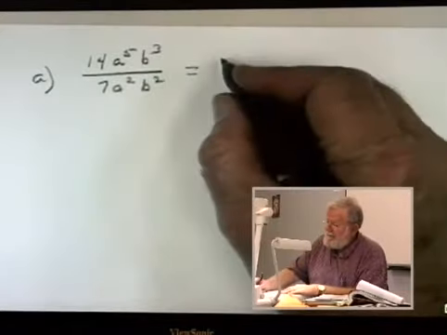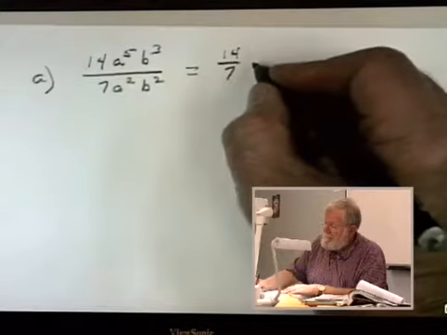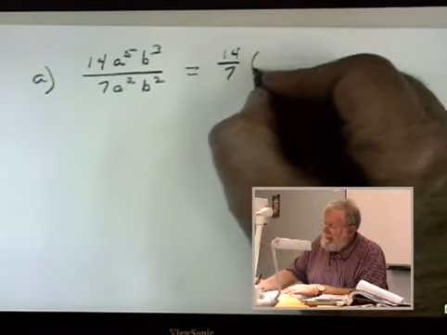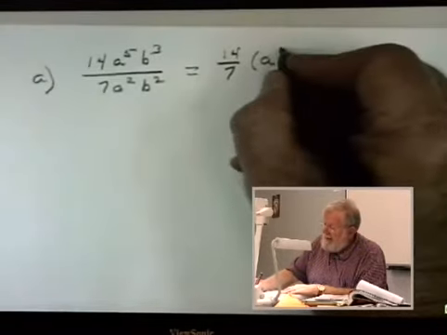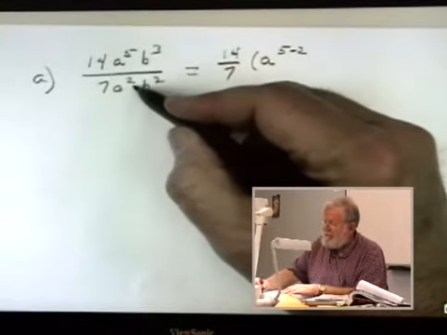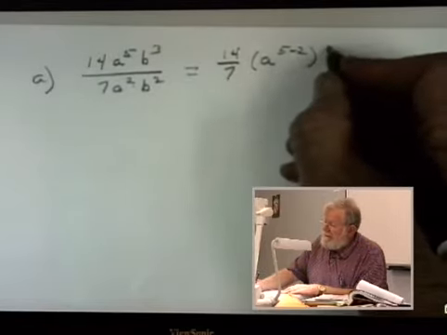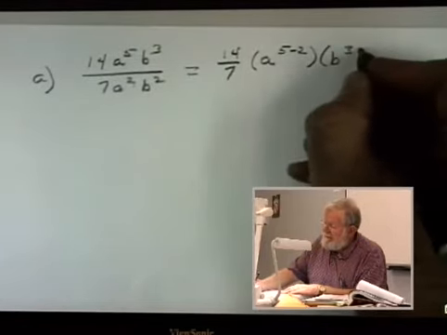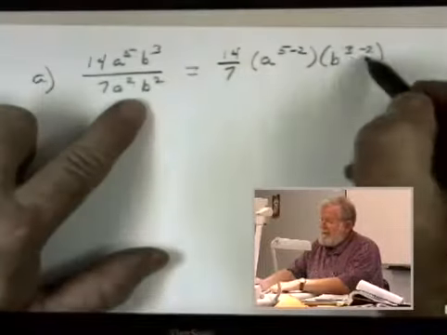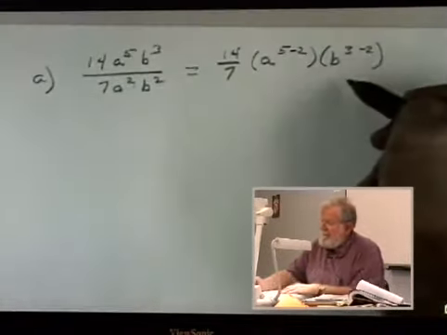That's going to equal 14 divided by 7 times a to the 5 minus 2, because we're dividing exponents, we subtract the bottom from the top, times b to the 3 minus 2. We're dividing these exponents, so we subtract the bottom from the top.